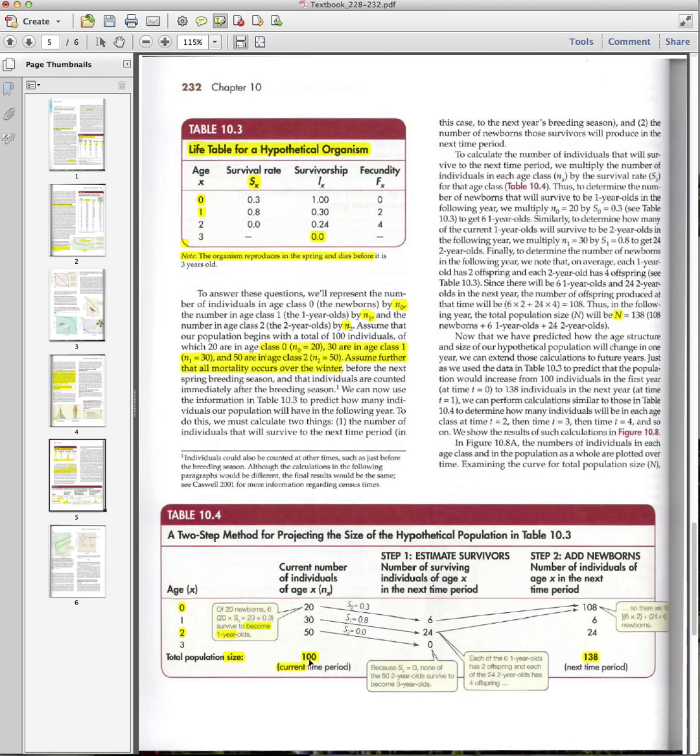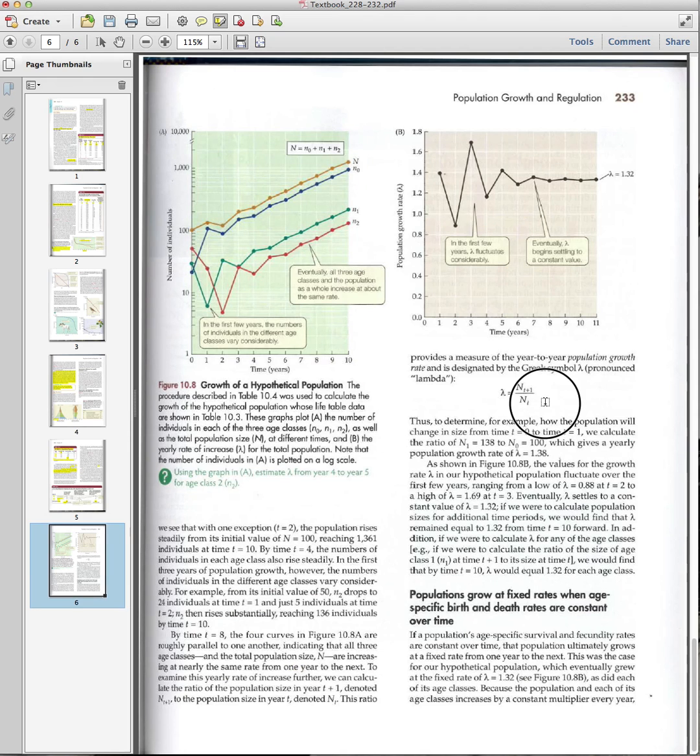And so the exciting point now is that you have a capital N, total population size here, and then a capital N of the next time step, t plus 1. If you use that, they're going to give you a formula right here, lambda, to look at population growth. So if you take 138 and you divide it by 100, what are you going to get? You're going to get the rate of population growth or decline. And that's a really powerful thing to be able to look at over time.